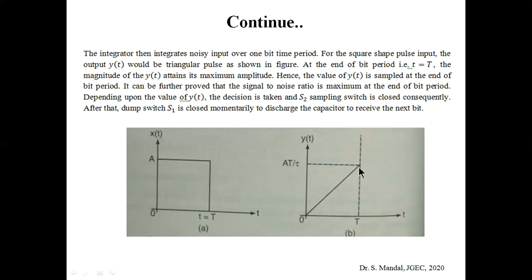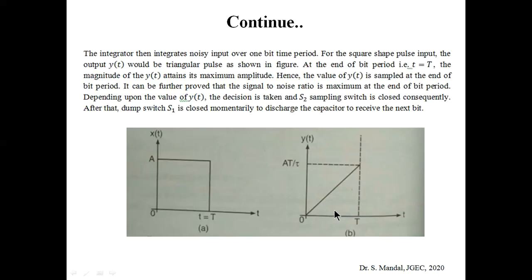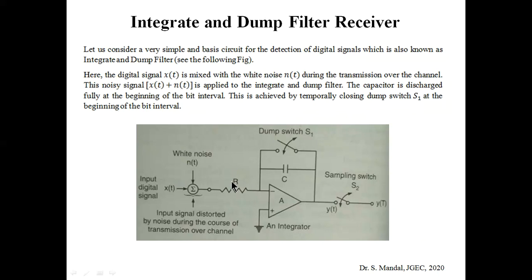That means we get the corresponding output at the end of the integrate and dump filter, and based on that output we must take the decision what is the incoming received signal. So output will be y capital T, that is the sampled version of yt. Clear? And after that, again, dump switch S1 is closed momentarily, and that helps to discharge the capacitor to receive the next bit, and it will be continued in a cyclic way. So that is the basic working principle of the integrate and dump filter circuit.